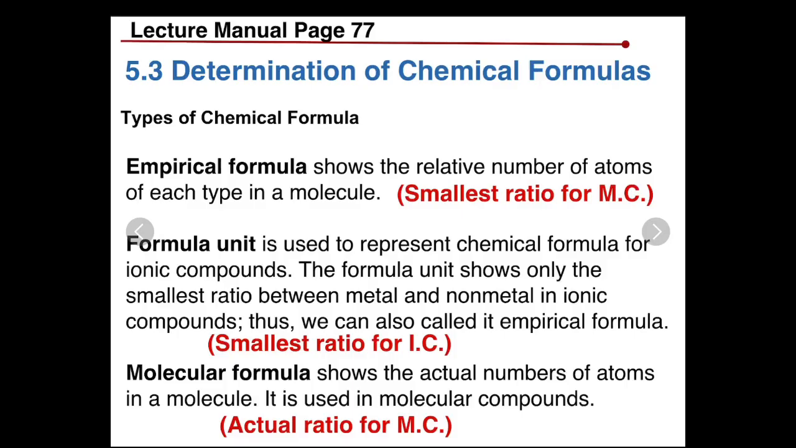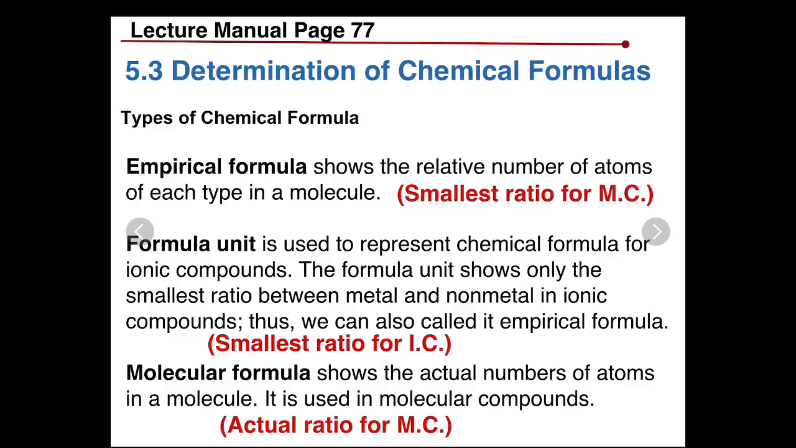And here are the three types of chemical formula that we will take a look at in this video. The first one is the empirical formula, which shows the smallest ratio for the atoms of each type in a molecule. This empirical formula is used for molecular compounds. Similarly, the formula unit also describes the smallest ratio for the number of atoms of each type in an ionic compound. Because formula units show only the smallest ratio between metal and non-metal for an ionic compound, we can also call this formula unit an empirical formula as well, because it actually shows the smallest ratio for each type of atom.